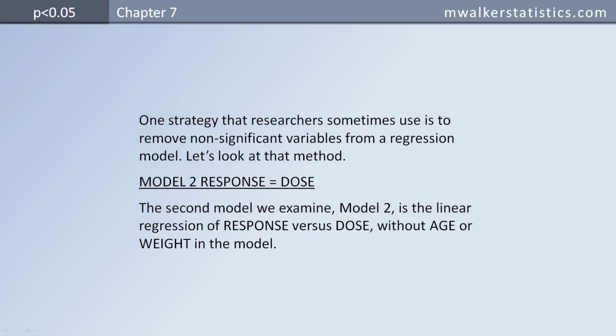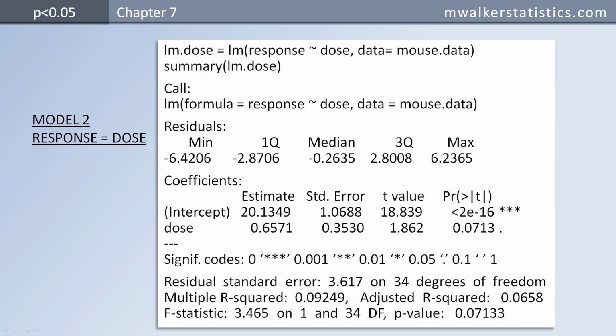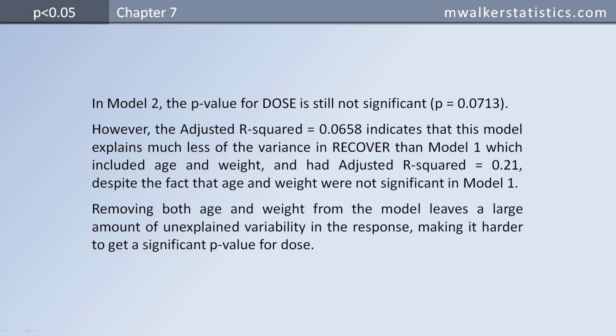One strategy that researchers sometimes use is to remove non-significant variables from a regression model. Let's look at that method. Model 2, response equals dose. The second model we examine, Model 2, is the linear regression of response versus dose, without age or weight in the model. In Model 2, the p-value for dose is still not significant.